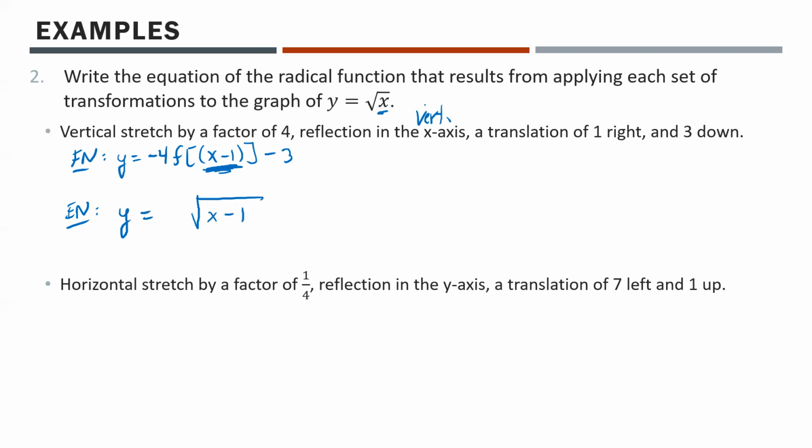So that stuff in there, replace the x. All this stuff on the outside just gets tacked on afterwards. So this -4, or -4 times f of x and all that, that's just going to be tacked on out here. So we have a -4. And then this -3 is also just tacked on to the very end.